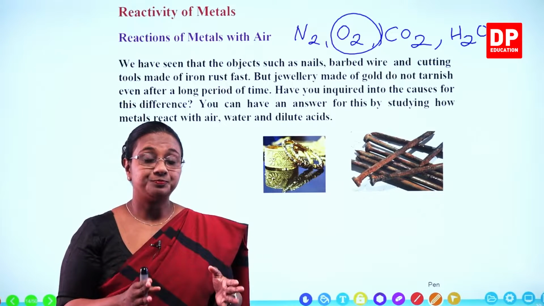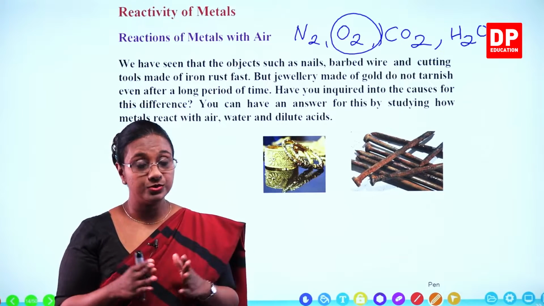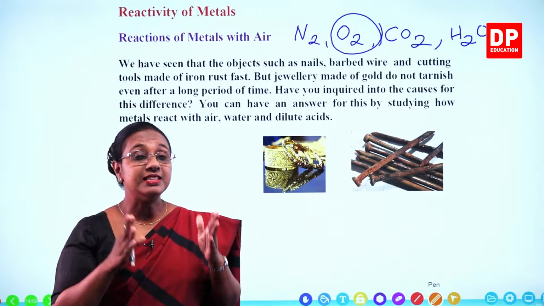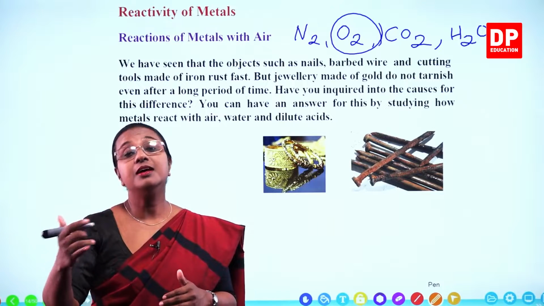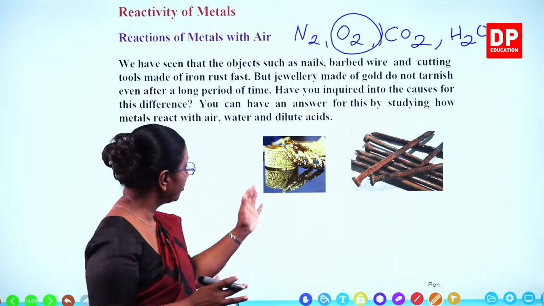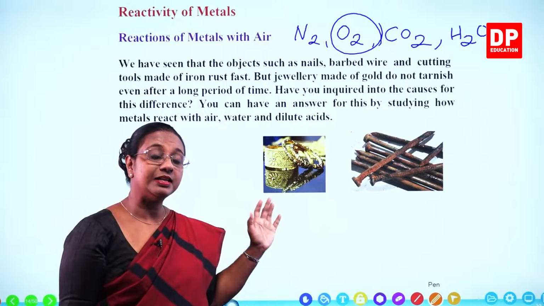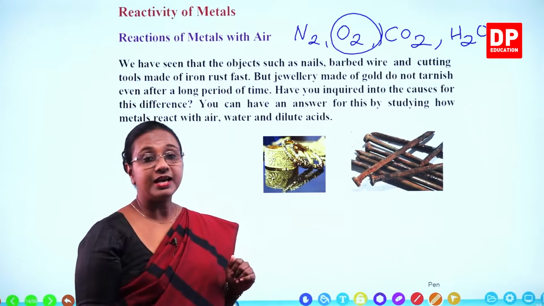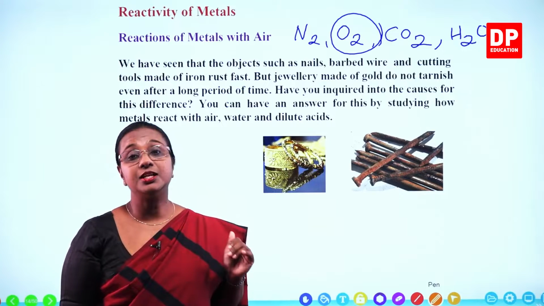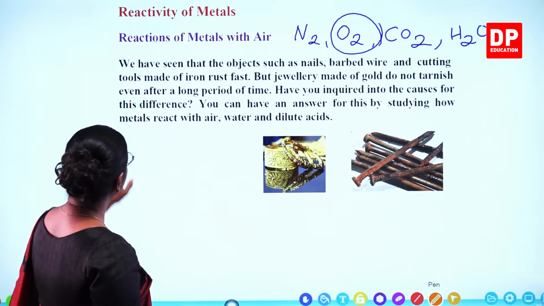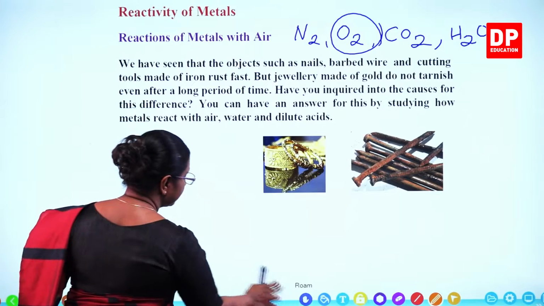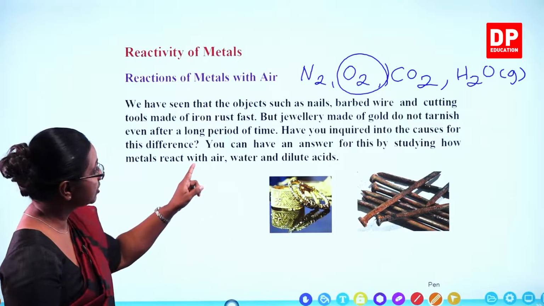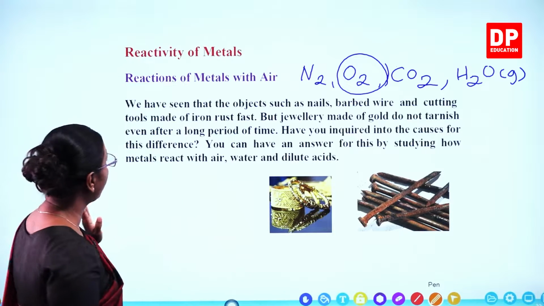So like that, there are different metals we use in our day-to-day activities as well as in the laboratory, and they react in different ways. Some don't react. Metals like gold, platinum, they don't undergo any change. They remain the same. But metals like iron, magnesium, they undergo changes. So that is what we are going to discuss in this particular topic. Reactions of metals with air. So as I told you, mainly oxygen.